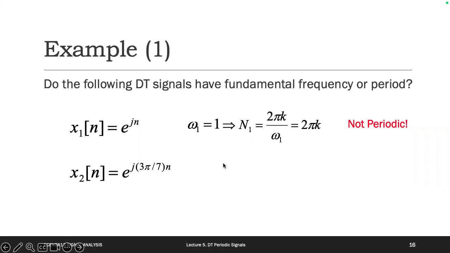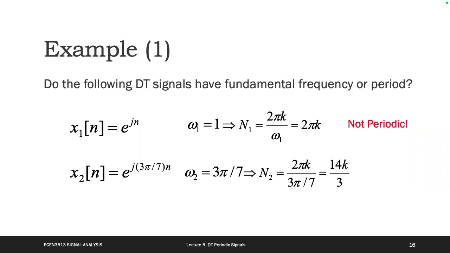Okay, let's talk about the second one. What is this omega? It is 3 pi over 7, am I right? So what is n2? It is 2 pi k over omega. It should be 14k over 3. So what is the smallest n2? What is k to make the smallest n2 a positive integer number? k should be 3, am I right? And n should be 14. Does that make sense to you? Otherwise it will be bigger than 14. Does that make sense to you?